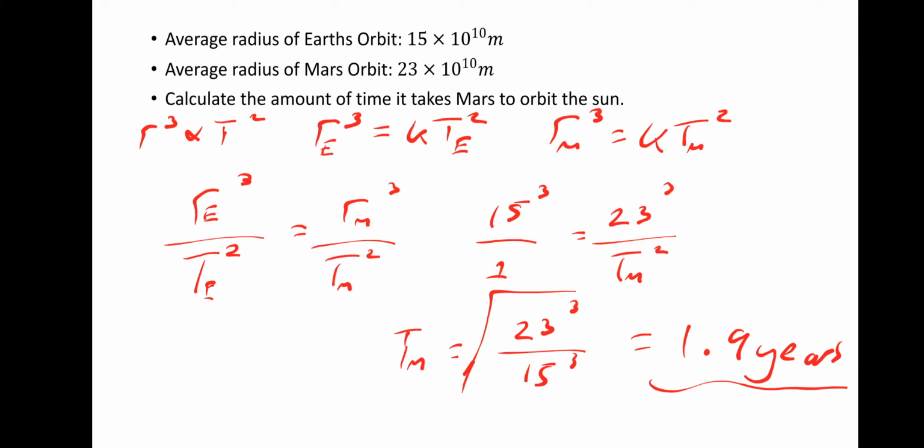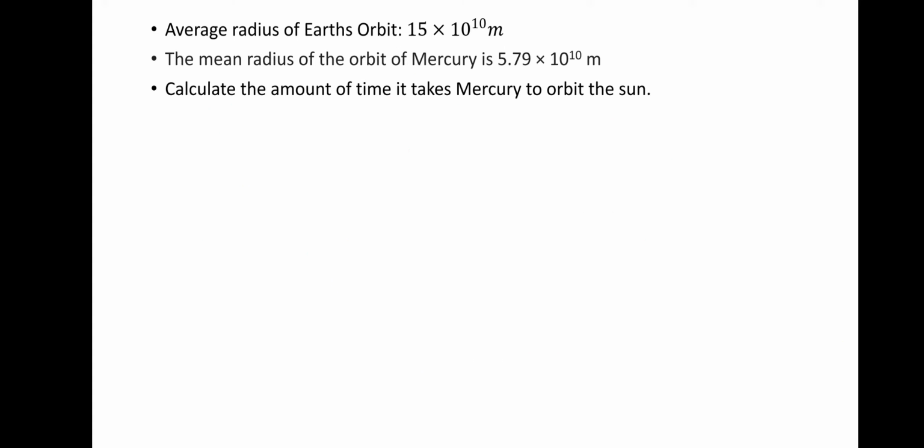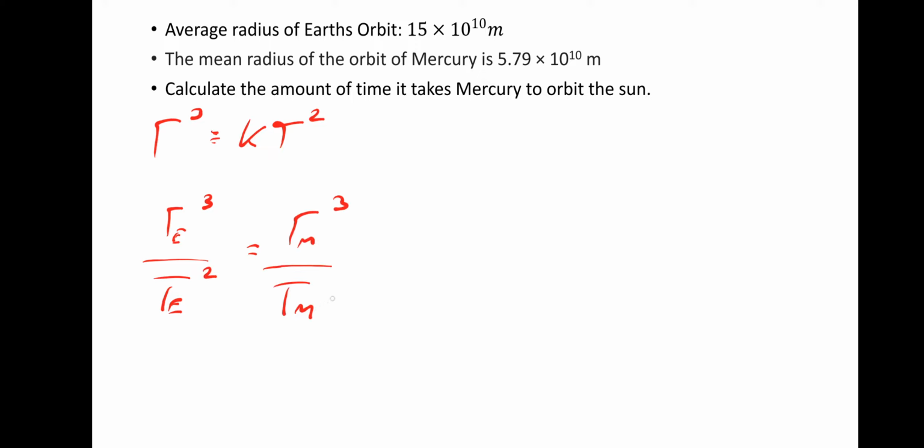So on the next page I've got an example that's basically the same but different numbers. So if you want to have a go at that one, and then I'll take you through the answer. So same again, Kepler's law, r cubed equals k t squared. So we'll do Earth first, so orbit of Earth cubed divided by time period for Earth squared. And then the same for Mercury, divided by time period for Mercury squared.